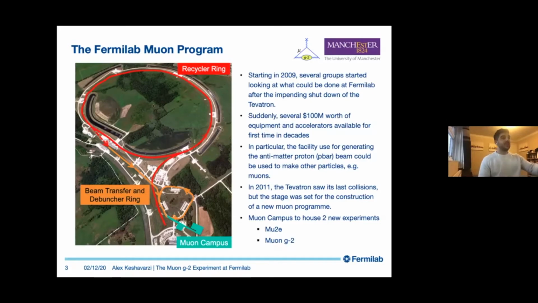And you can see here, this picture on the left is the downstream, the last end of the accelerator beam line, where you have the recycler ring, which is where the proton bunches are formed. And then you have a delivery ring, a debuncher ring, which is to make sure that the beam, I'll explain all this in detail later, but to make sure the beam's pure. And then once we have the muons that we need, they're delivered to the Muon campus.